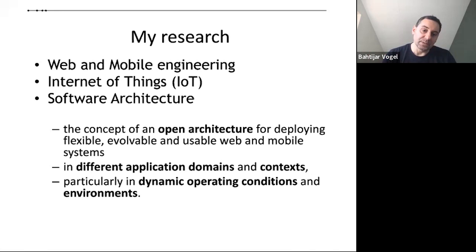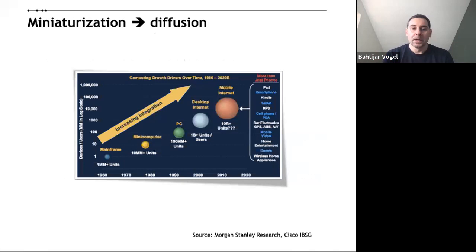And when I say domains, it's like learning domain, it could be a health domain, it could be smart homes, and et cetera, et cetera. So how did all this sort of research come about? Of course, it started from the mainframe computing.